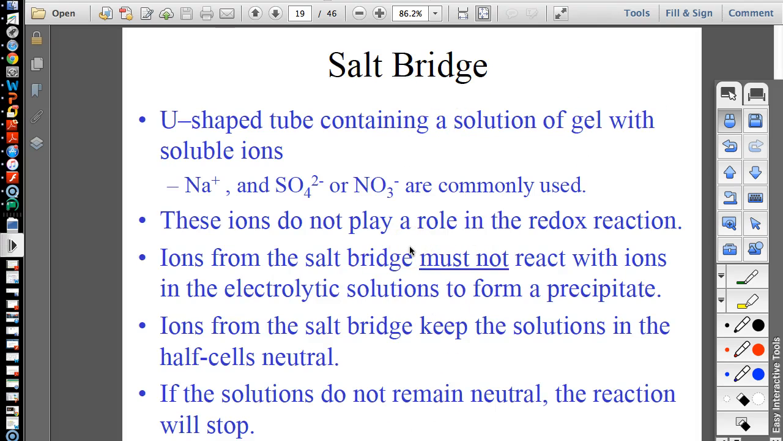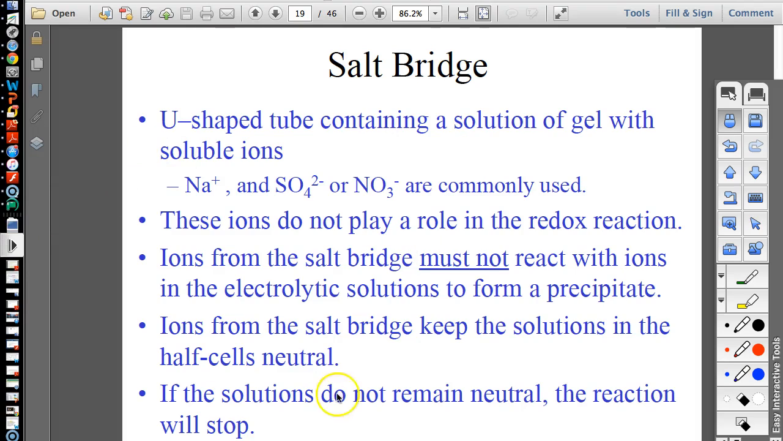So the salt bridge, like I said, sodium, sulfate, nitrate, chloride. Anything that doesn't make a precipitate is fine. It doesn't matter. And those aren't going to play a role in the redox reaction. They're just going to keep the half cells neutral. And if the half cells aren't neutral, the charge will build up and the reaction will stop.